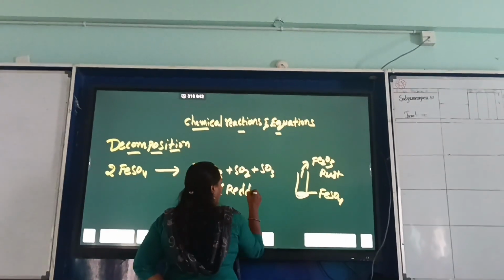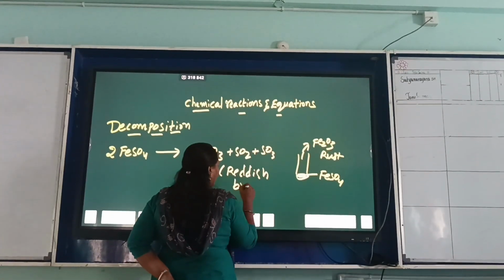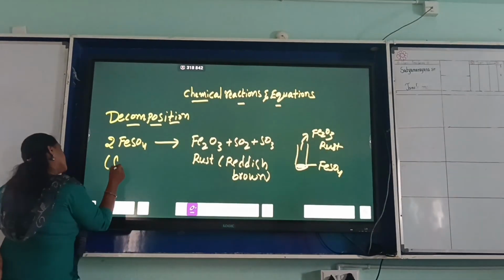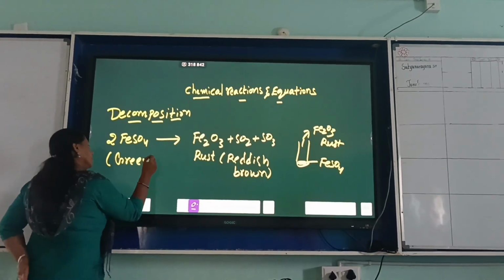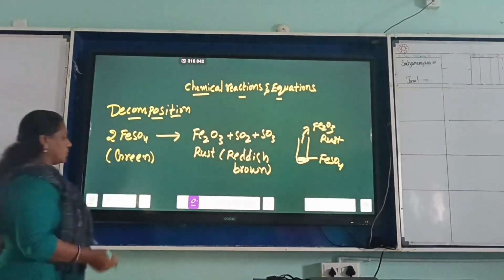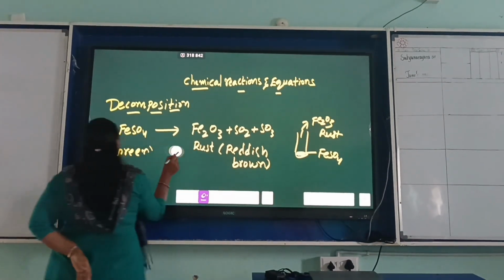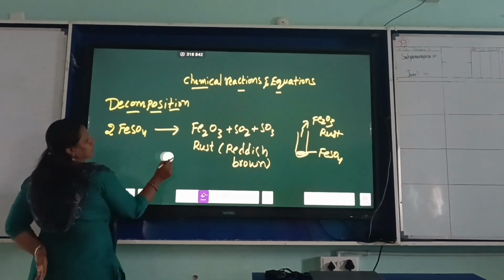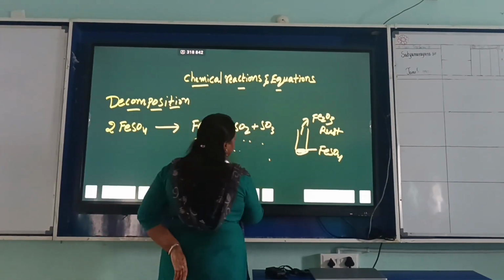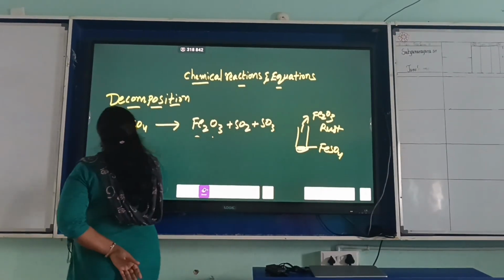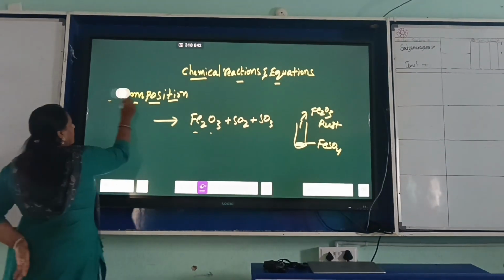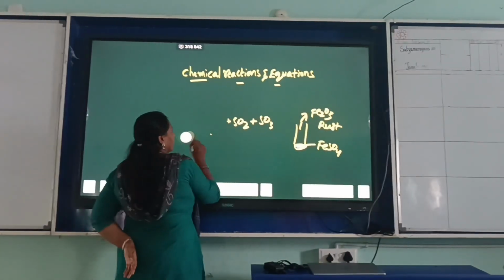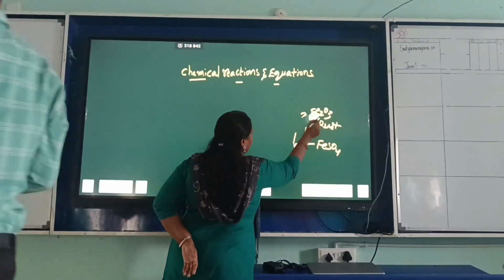In this decomposition reaction, iron sulfate crystals are taken in a test tube, and if we heat them, rust is produced. Fe2O3 is the rust formula, and sulfur dioxide and sulfur trioxide are also produced. Be careful about wafting towards the nose, because it is a very dangerous smell. So this is the decomposition reaction. The first one, the combination reaction example, is completed.